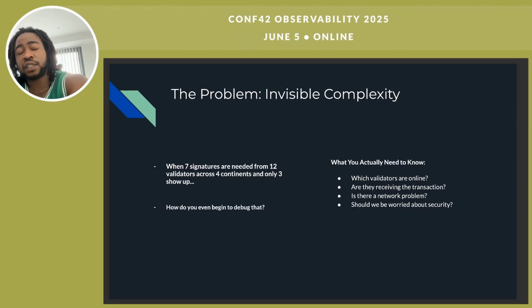Or do you actually need to know what validators are online? Are they receiving the transaction? Is the mempool filled up? Are you under attack? These are the questions you ask yourself. Is there a network problem? Is there a problem within the protocol? And you do not know the answers to these questions if you do not have enhanced monitoring and observability.